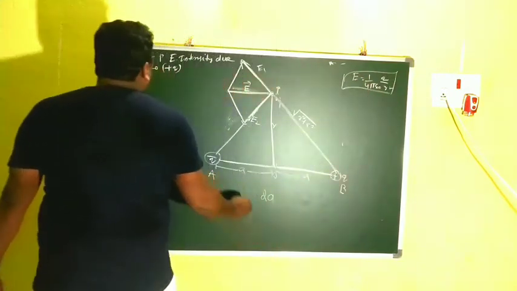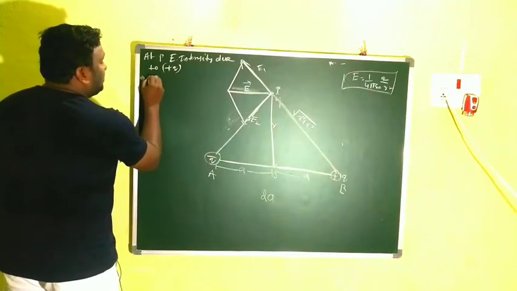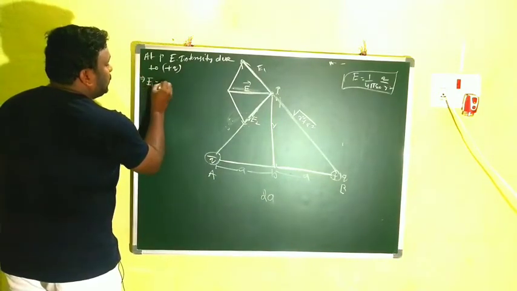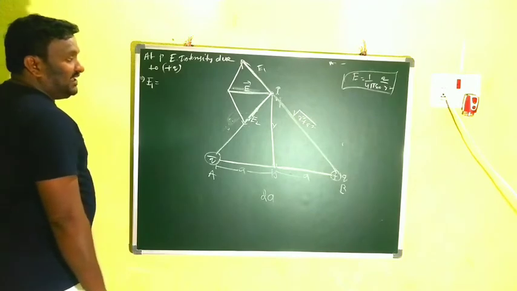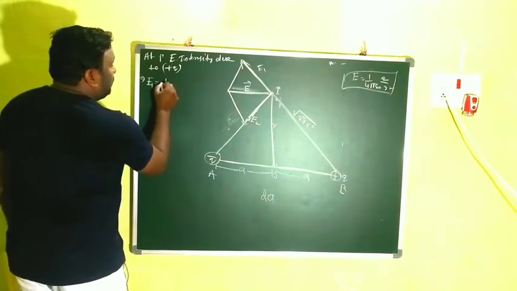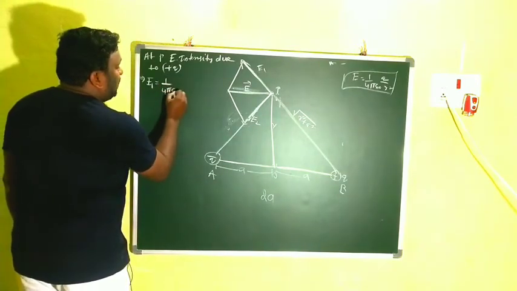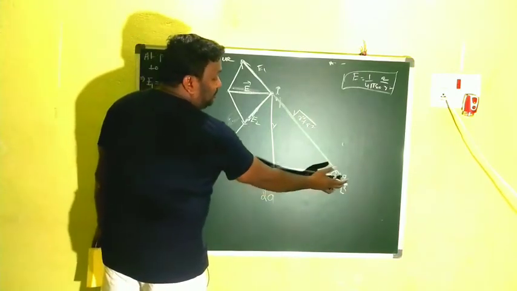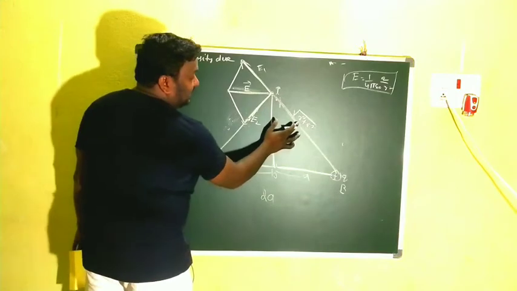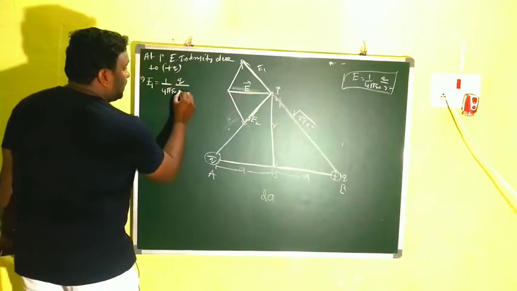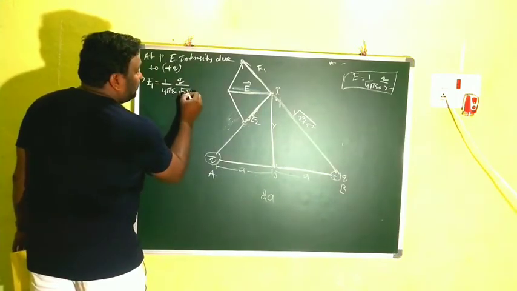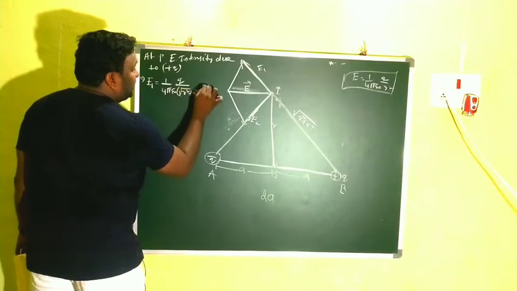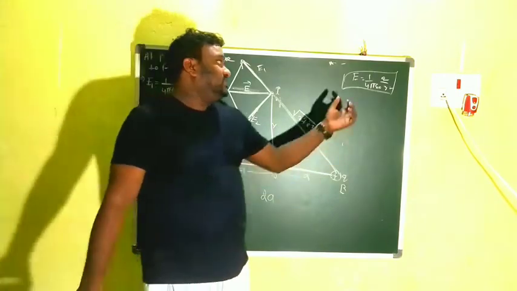So by using that I am writing E1 is equals to 1 by 4 pi epsilon naught into Q by R square, where R means the distance from plus Q charge to the point P. As it is, so under root of R square plus A square whole square. Clear, children? This is the general equation.